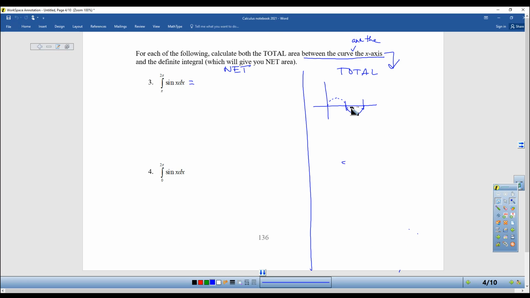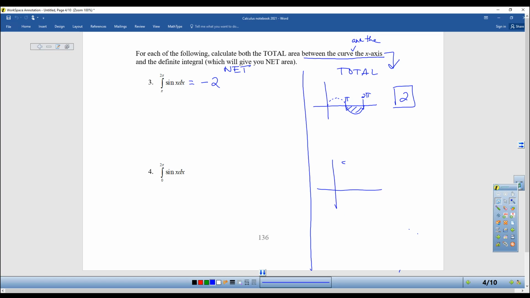So total area, they want to know this space right here between pi and 2 pi. What is that area? Negative and positive don't matter. This area is 2. But if you actually did this integral, what would you get? Negative 2. Hopefully this is making some sense for the difference. If it's not, that's why there's 10 of them. We're going to do a whole bunch here.